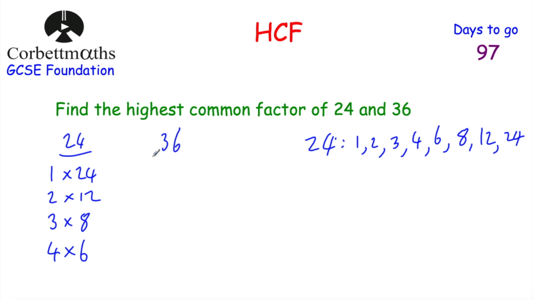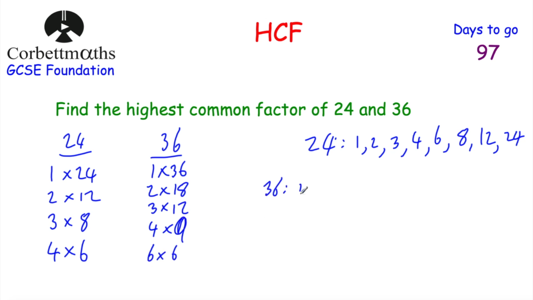Now we're going to do 36. So the factors of 36, well, 1 multiplied by 36, 2 multiplied by 18, 3 multiplied by 12, 4 multiplied by 9, and 6 multiplied by itself. So the factors of 36 would be 1, 2, 3, 4, 6, 9, 12, 18, and 36. So 36 has got quite a lot of factors.